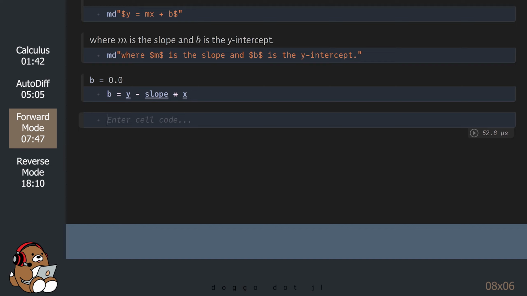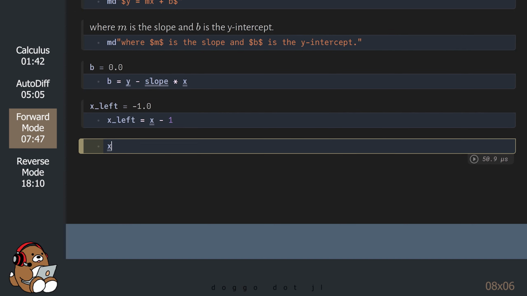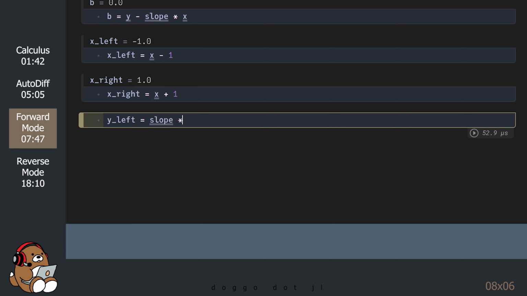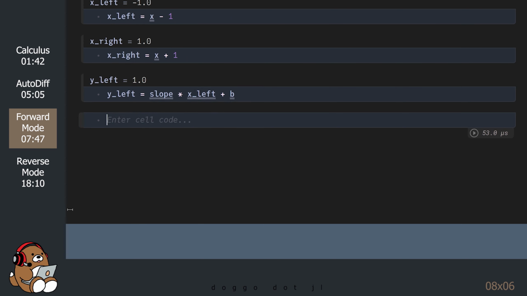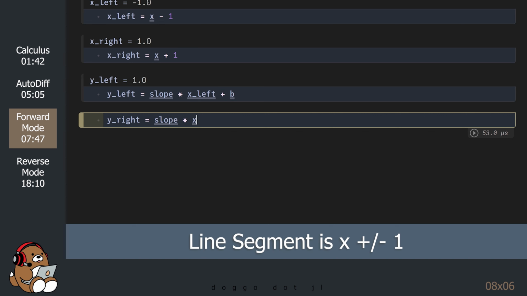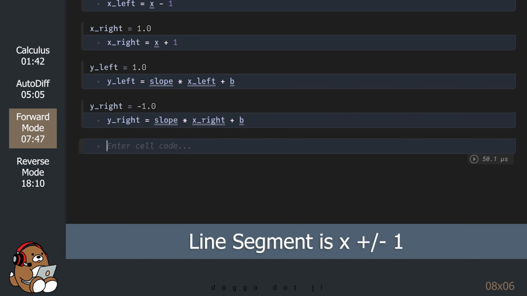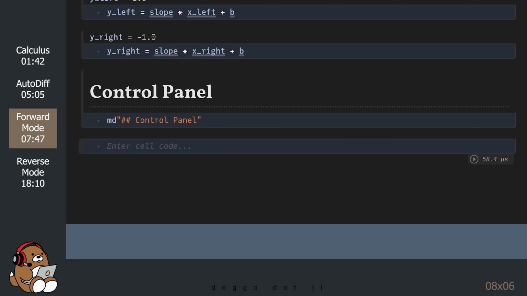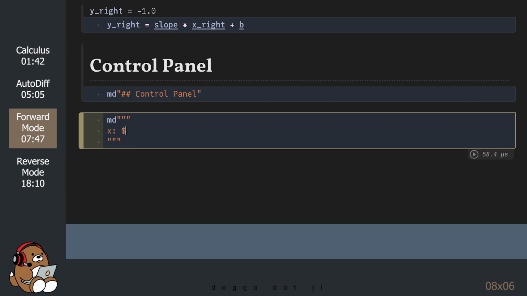Now that we can calculate the y-intercept for any line that is tangent to f of x, we can also calculate the coordinates of any line segment along that line. The line segment that I'm using will step 1 unit to the left of x and 1 unit to the right of x. Now, all we need to do is generate a plot. Let's add some markdown text so we can see the values for x, f of x, and f prime of x.